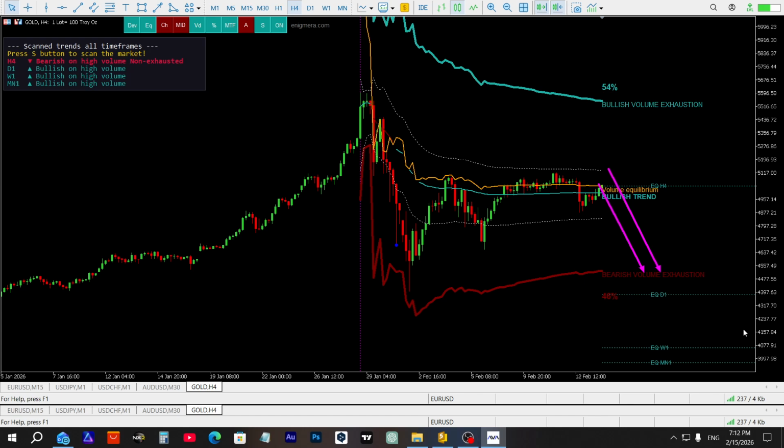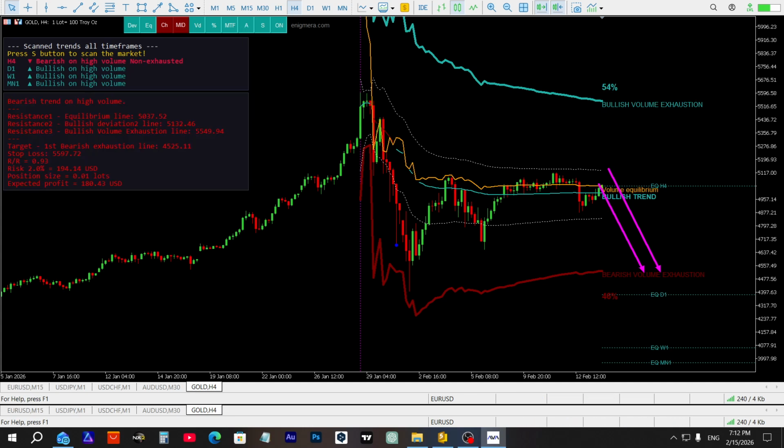I hope this will be of help to everybody. And when I'm ready with my analysis and my setup here, I can open the next table here, giving me the resistance levels, the target, stop loss, risk reward, etc. Everything I need to set my position right on the market.